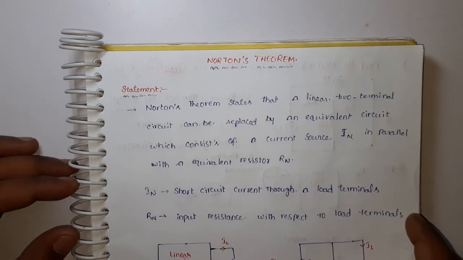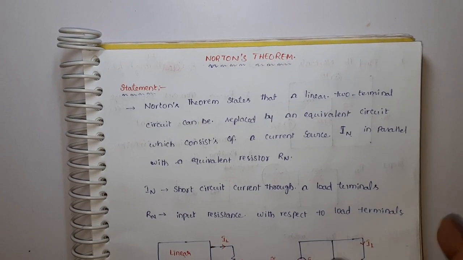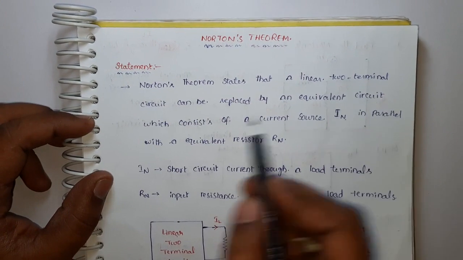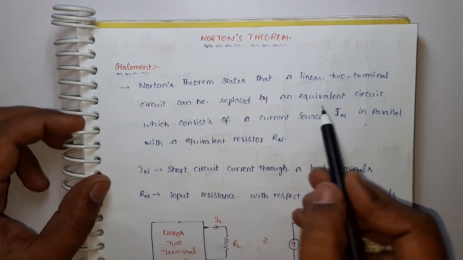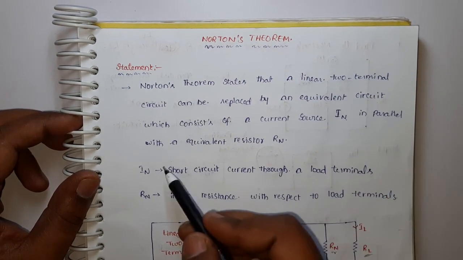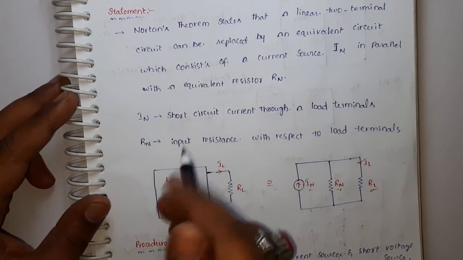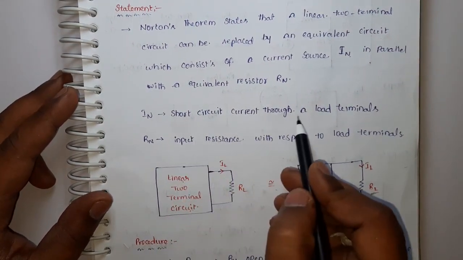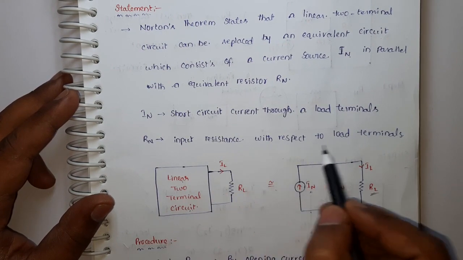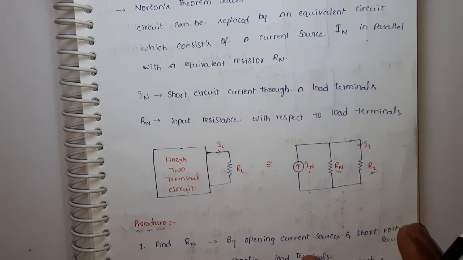In this video, we are going to discuss Norton's theorem, and let us start with the statement of Norton's theorem. Norton's theorem states that a linear two-terminal circuit can be replaced by an equivalent circuit which consists of a current source IN in parallel with the equivalent resistor RN. So, what is IN? IN is the short circuit current through the load terminals, and RN is the input resistance with respect to the load terminals. I have drawn a simple diagram to understand this statement.